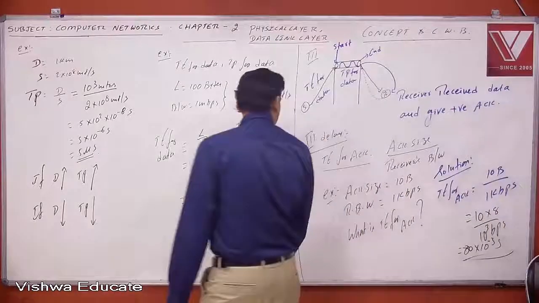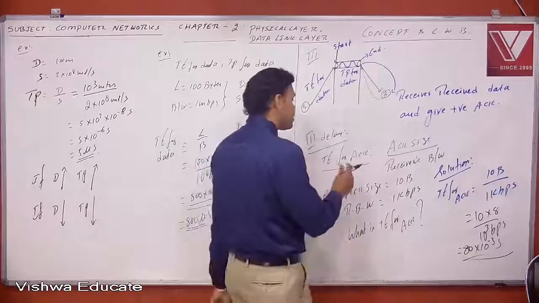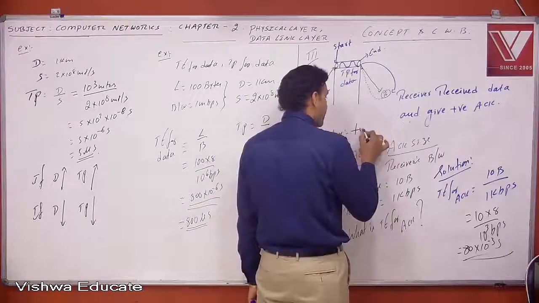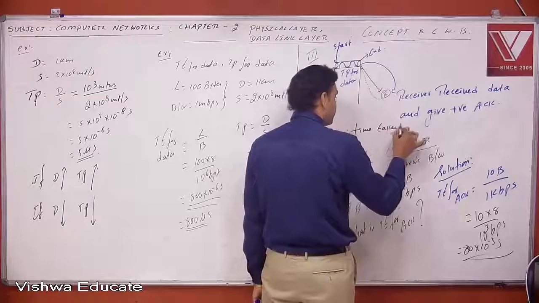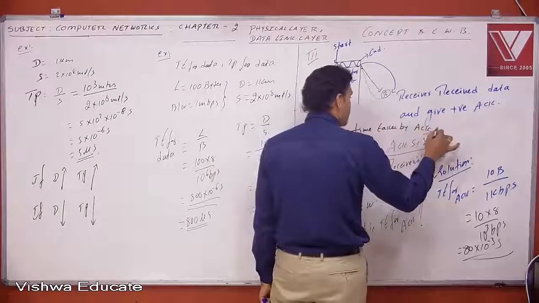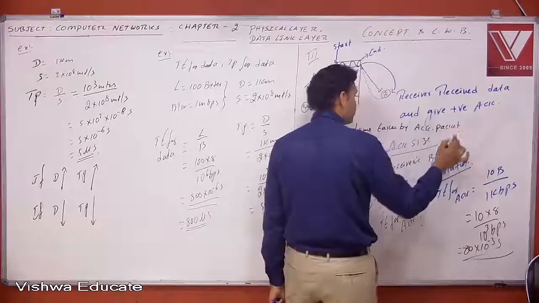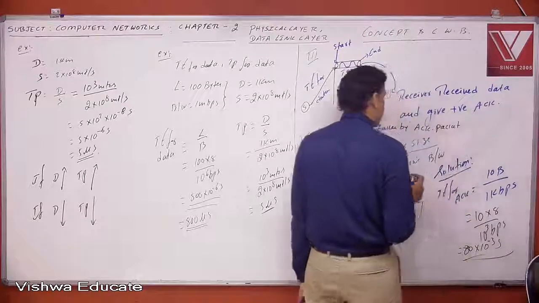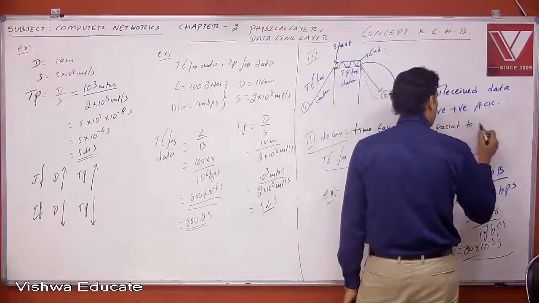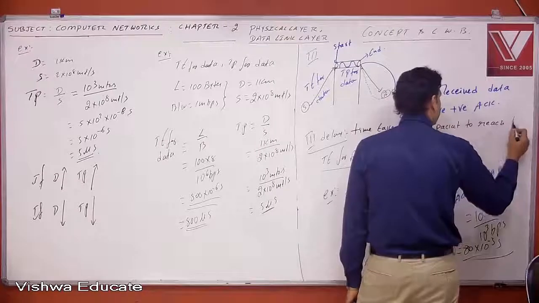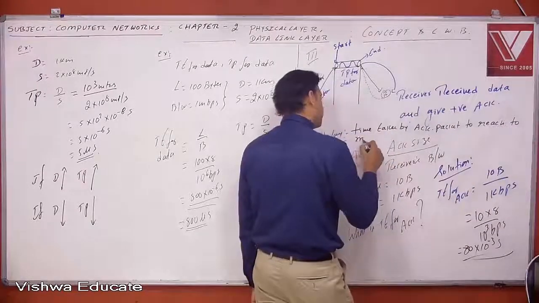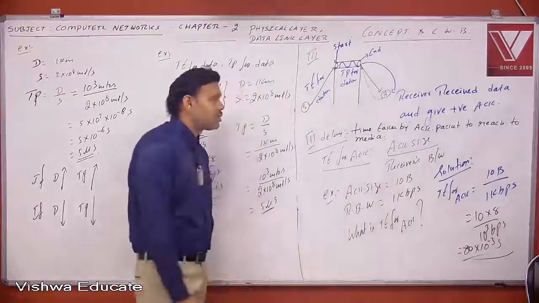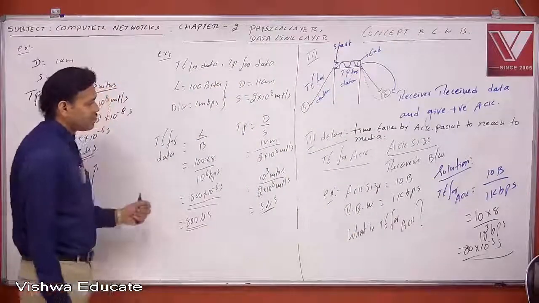So what is the third delay? Third delay is transmission time for acknowledgement. What is the meaning? Time taken by the acknowledgement packet to reach the media. This is the transmission time for acknowledgement. Okay friends, just copy this.